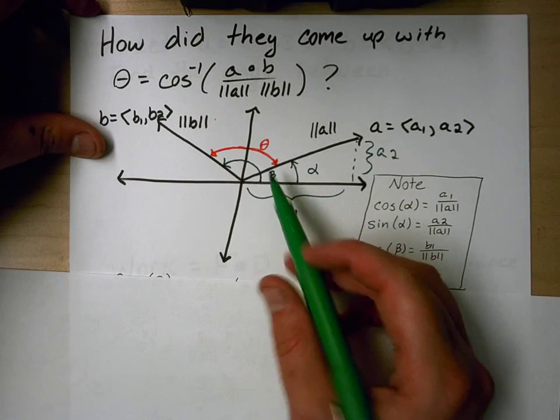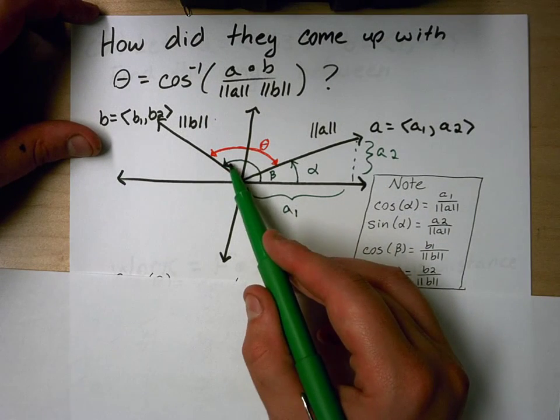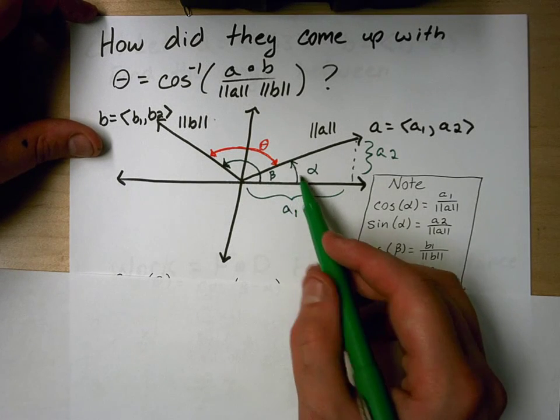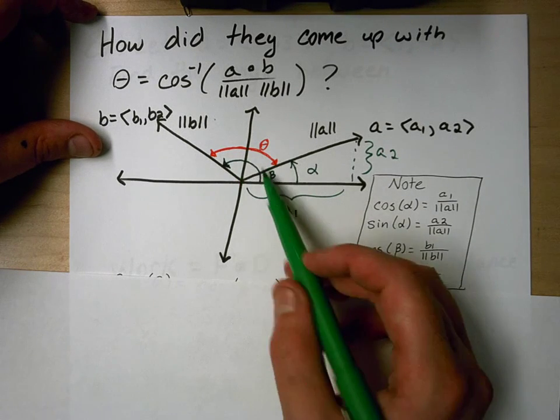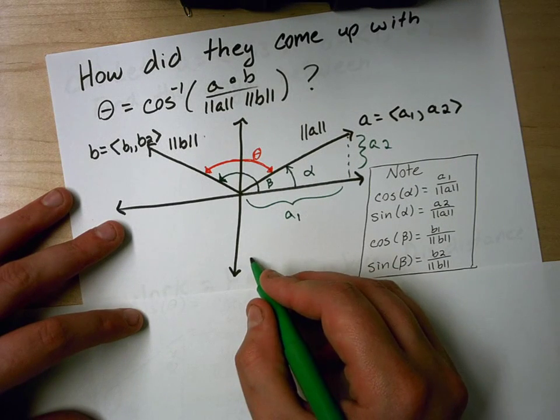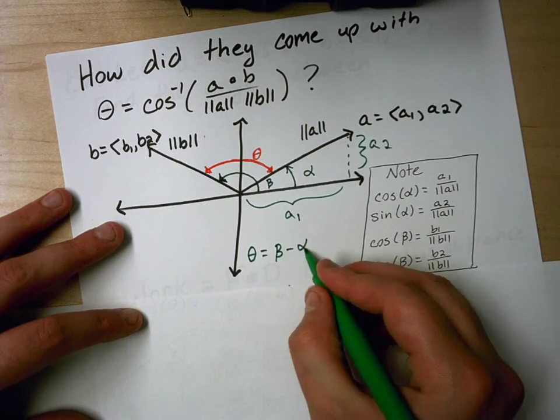Now, I know that if I wanted to find theta, it would be the angle beta minus alpha, right? So theta is equal to beta minus alpha. So let's also write that down. So theta equals beta minus alpha.